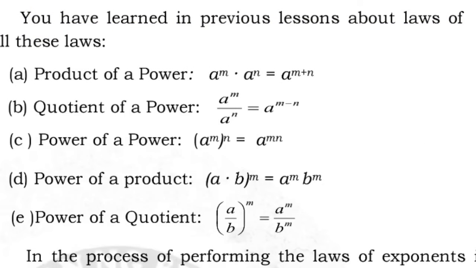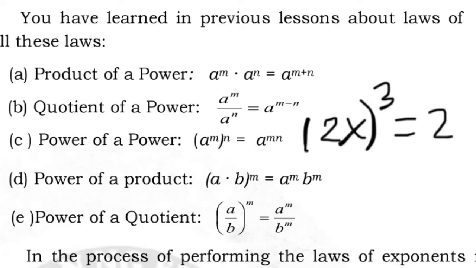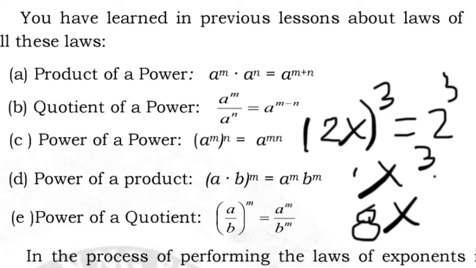Next one is power of a product, quantity of a times b raised to the power of m, equals a to the power of m times b to the power of m. So you're going to raise each of the factors to the same power m. Okay, so for example, let's have 2x cubed. This will be equal to 2 cubed times x cubed. Okay, 2 cubed is 8, so your answer here will be 8x cubed.